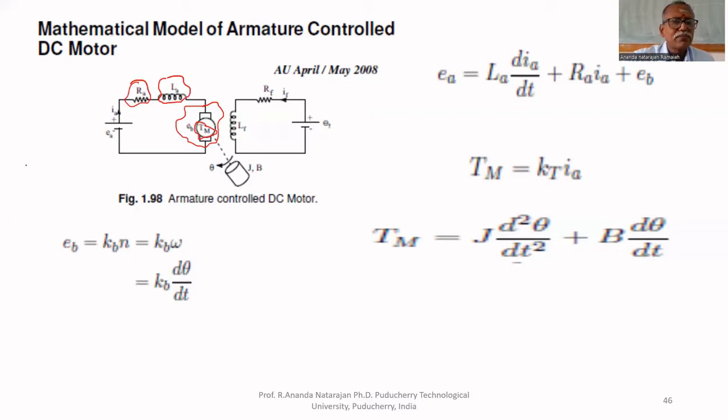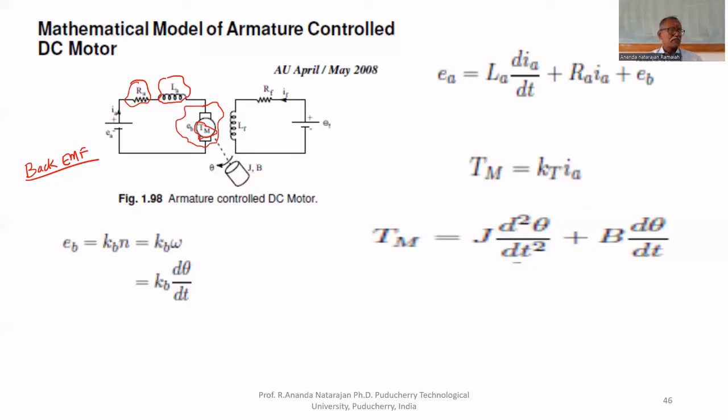What is back EMF? Back EMF is the EMF generated in the armature of the motor. What is a generator? If you rotate the armature in the magnetic field, EMF is induced. That is a generator, a DC generator. Because it cuts the flux, that's why EMF is generated.